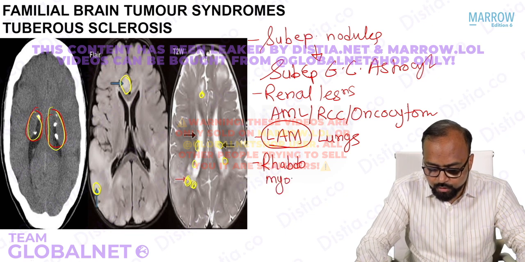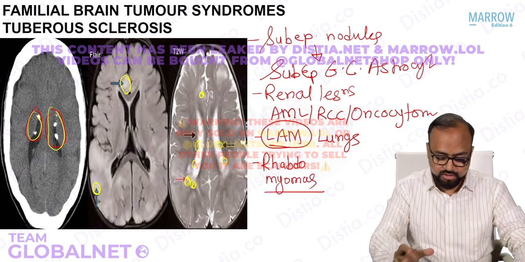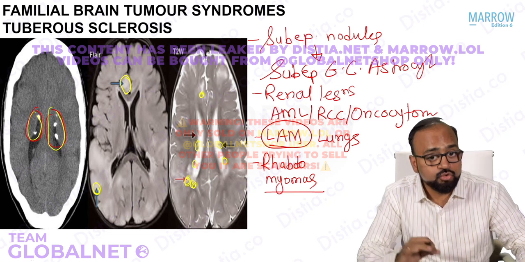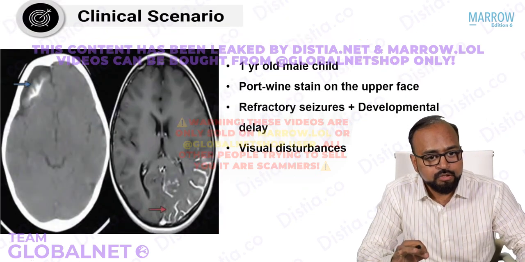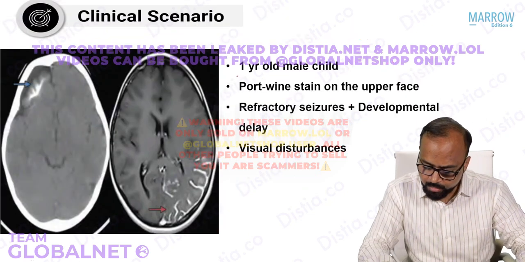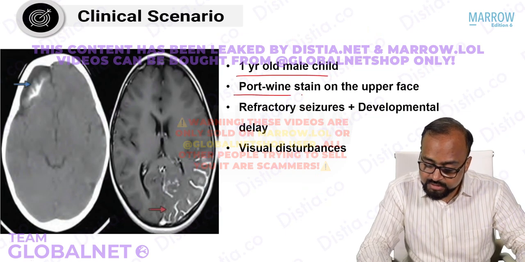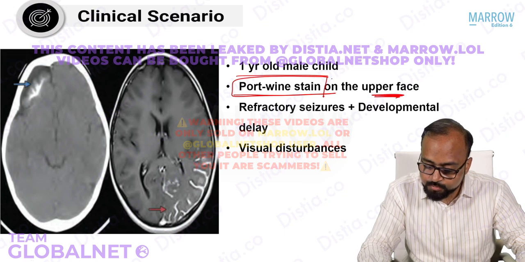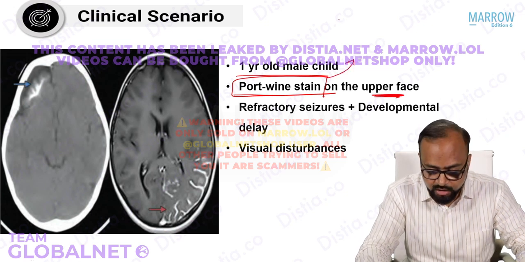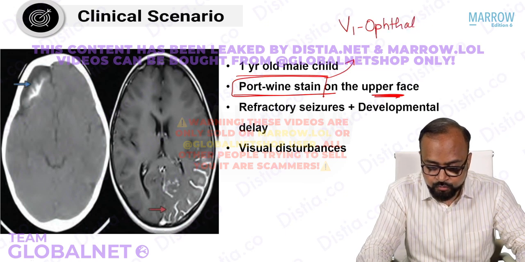These are called rhabdomyomas, right? So these are the various features associated with tuberous sclerosis, remember. Now look at this clinical scenario. A 1-year-old male child presented with a very typical port wine stain on the upper face. This port wine stain is usually along the V1 or the ophthalmic division of the trigeminal nerve.